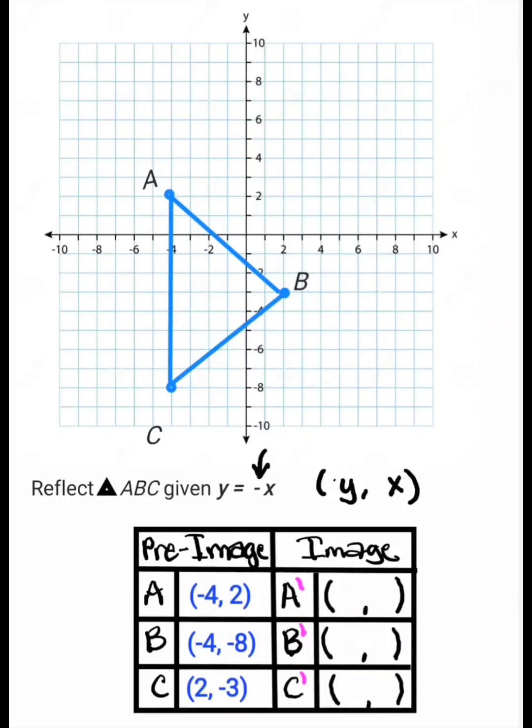It's a -x. Now, when you look at this rule, I do not want you to think negative because that will mess you up. I want you to think of that in this scenario for the rule as a change y and change x. So what we're going to do with those coordinates for the pre-image is we're going to flip the y and the x coordinates, those numbers, and then we're going to change the sign.